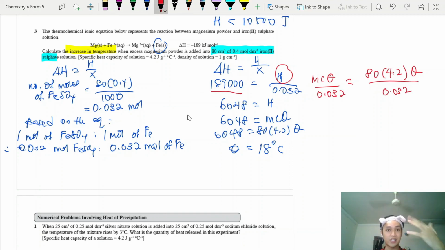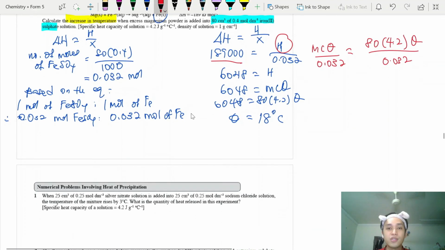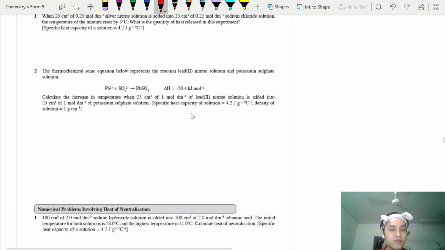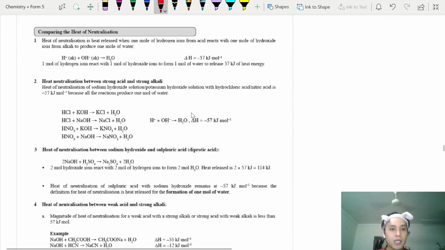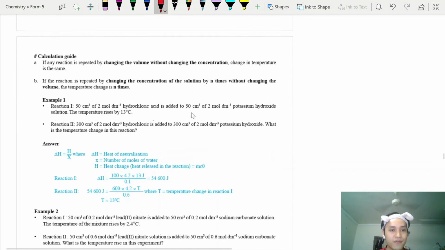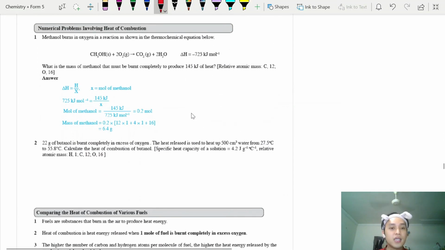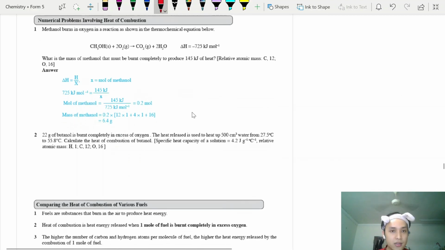Alright, calculations involving heat of reactions. You can use the same exact method to solve all your different calculations. You just need to identify what type of reaction it is, and then who is involving who. So I hope this will help you all to roughly understand how to calculate the heat of reaction.